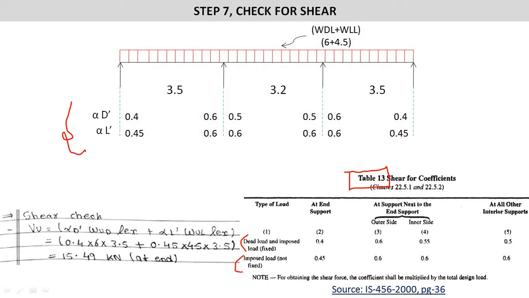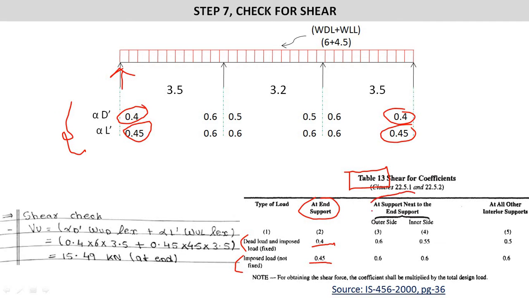It says that at end support the dead load coefficient should be 0.4 and the live load coefficient should be 0.45. So at end support, the coefficient of dead load is 0.4 and the coefficient of live load is 0.45. At both ends I have placed this value from IS 456 page number 36 Table number 13.